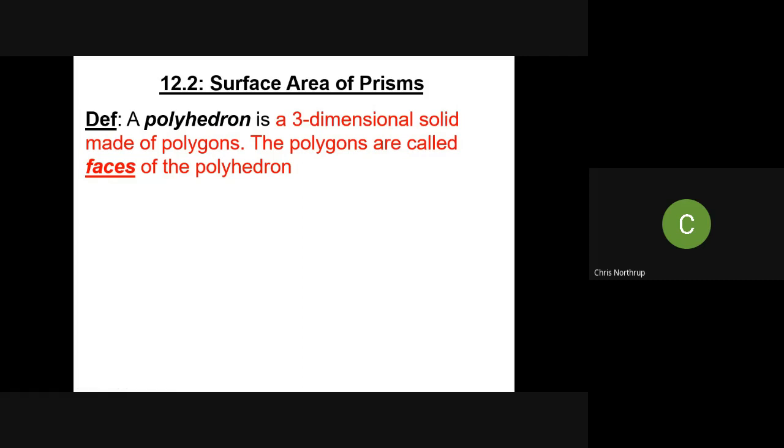Okay, in this video, we're going to start looking at three-dimensional figures, and we're going to start measuring them. To start things off, we have a polyhedron. This is basically the three-dimensional version of a polygon. So it's a three-dimensional solid, and it is made all of polygons. Those polygons we call the faces.